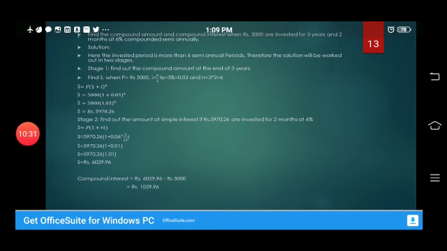6029.96. And we are also here asked to find the compound interest. So compound interest is equal to compound amount minus principal. तो compound amount अब हमारे पास क्या है, 6029.96 minus principal क्या था, 5000. So we get rupees 1029.96.